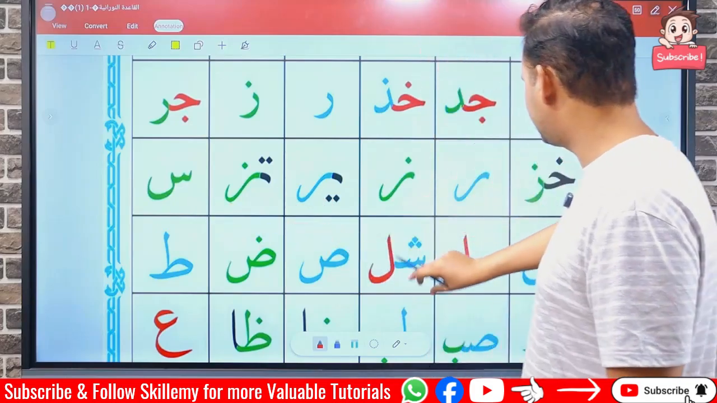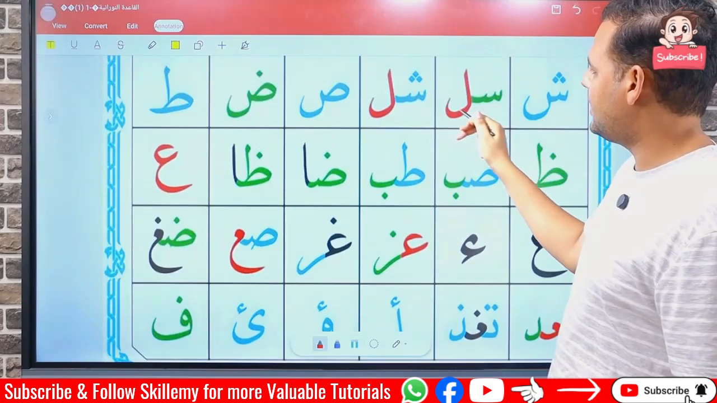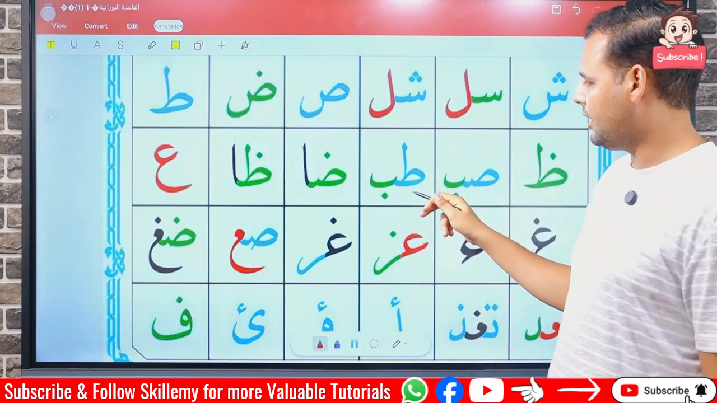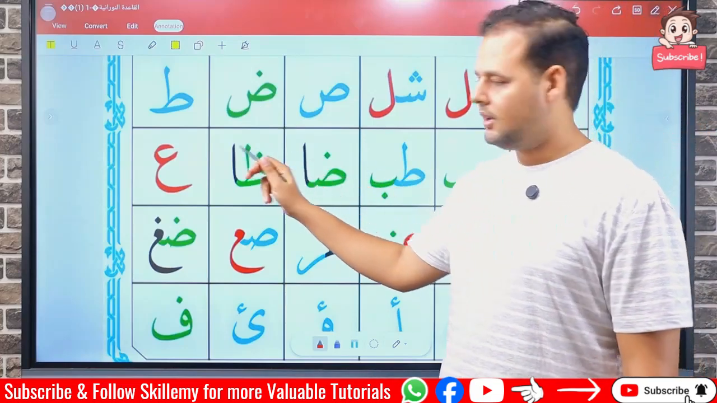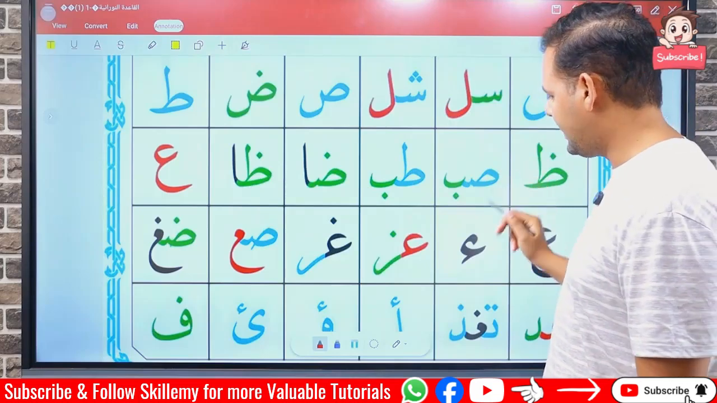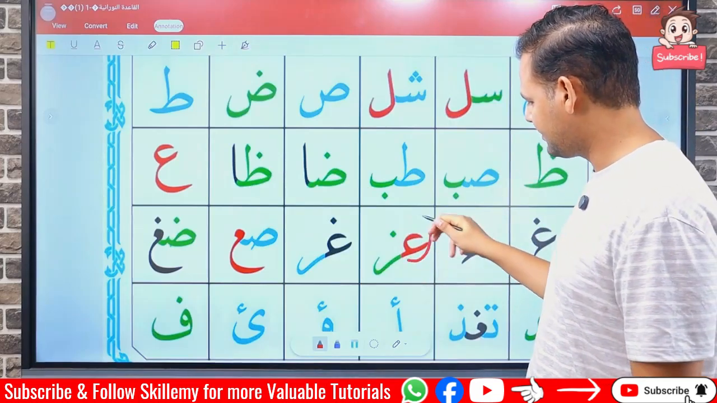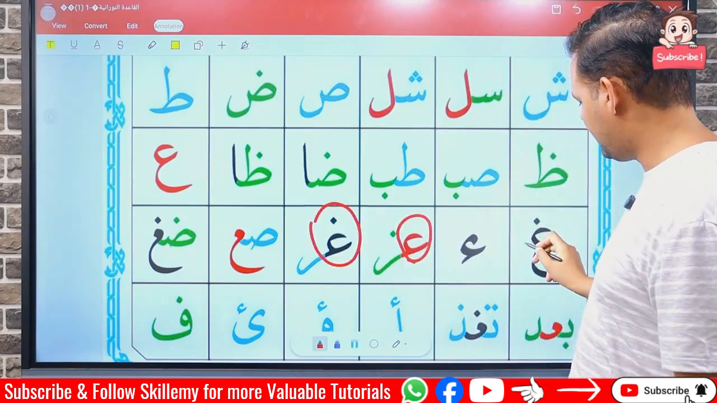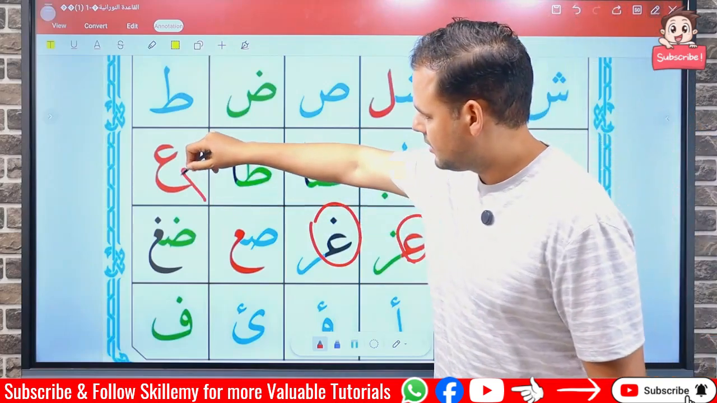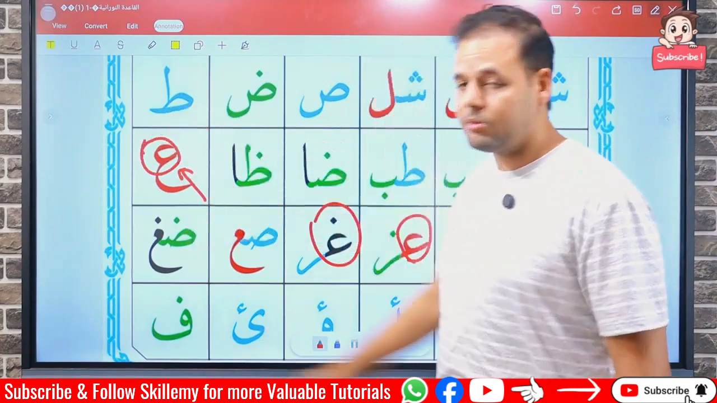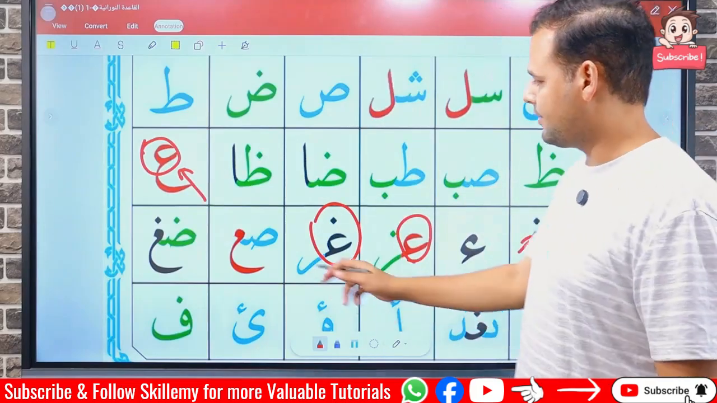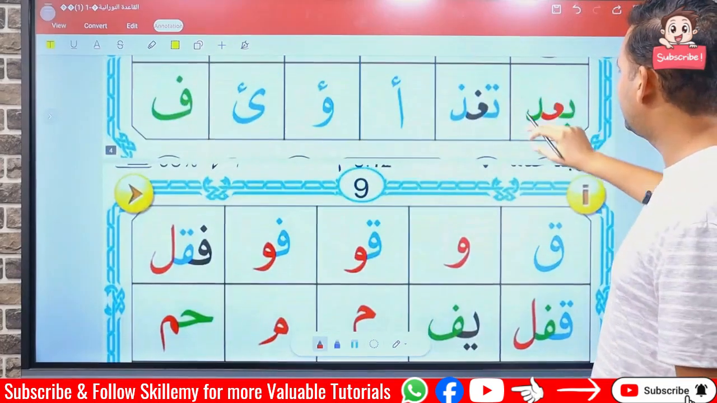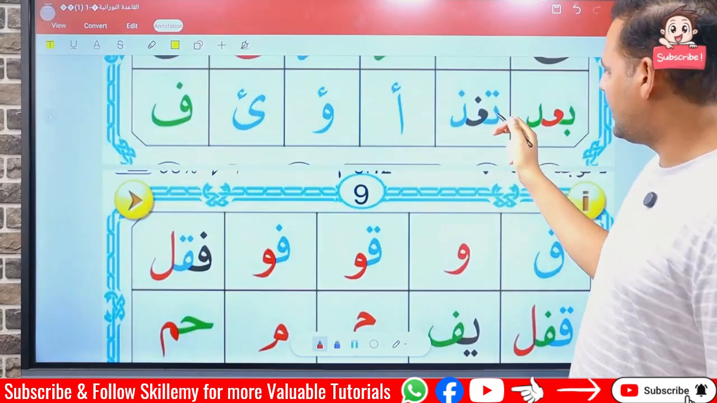Taza. Then we have sa, sha, sala, shala, sa, da, ta, and this is a. So this is gha. Remember, that's gha and that's a. As we said before, we take the tip of the letter and we remove the rest. Now we have sa'a, dagha, and then here we have ba'ada, taghada.